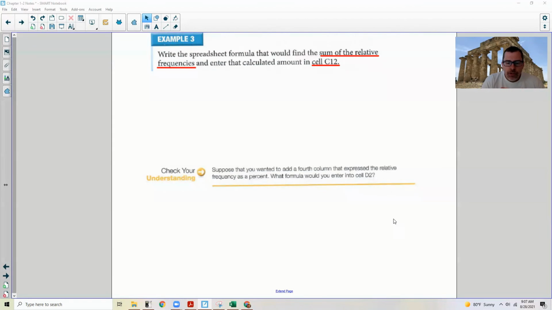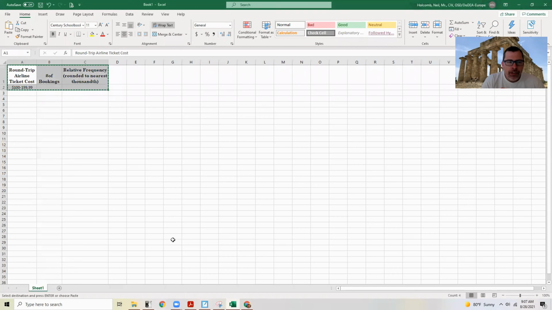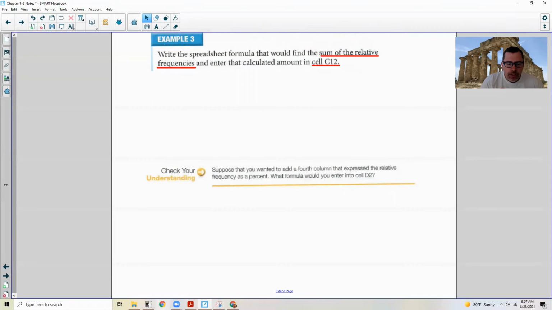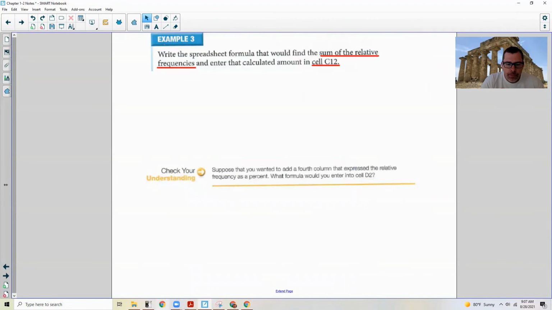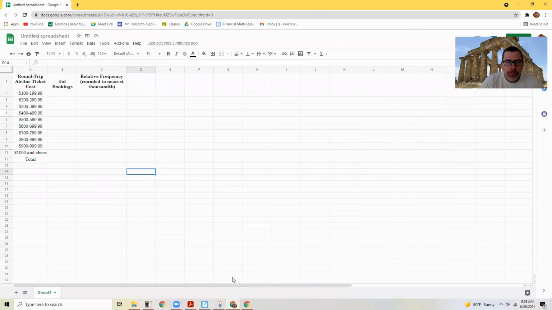Okay, so I created a spreadsheet and I entered, oops, not that one. Let me close that. I did it in Google Drive. Where is it? Oh, right here. Okay, so round trip air ticket cost came from the book. That was column A from page 14. Number of bookings is the next one. I haven't entered those yet, so I'll just do that now.